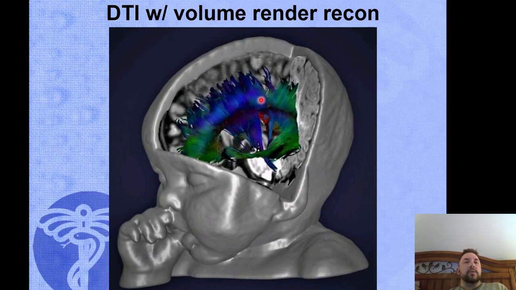Fetal imaging, doing diffusion tensor imaging with a volume rendered recon. Shaded surface rendering, take that off, and what do you have? The fibers inside a fetal MR. Really tremendous, great picture.